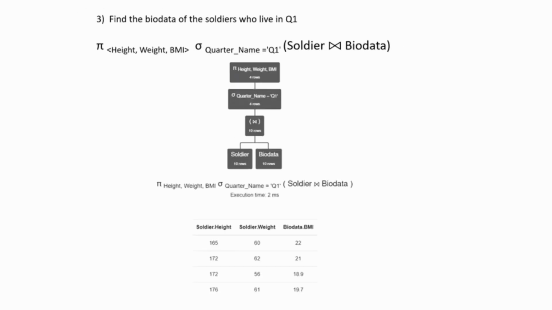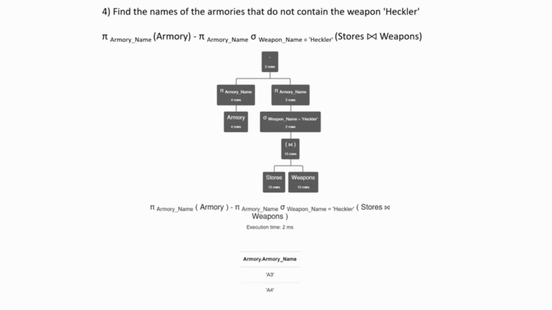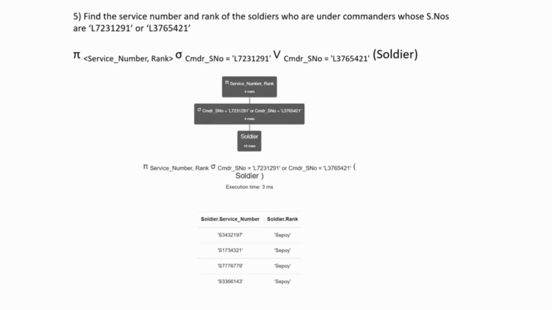Find the biodata of the soldiers who live in Quarter 1. Find the names of the armories that do not contain the weapon heckler. Find the service number and rank of the soldiers who are under commanders whose serial numbers are this.